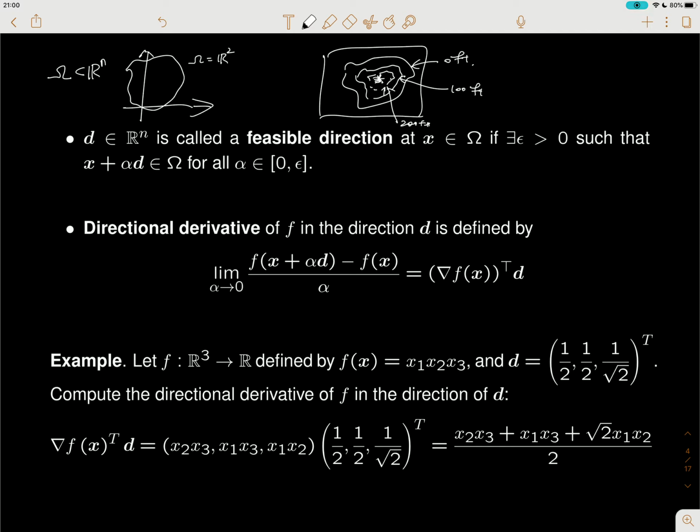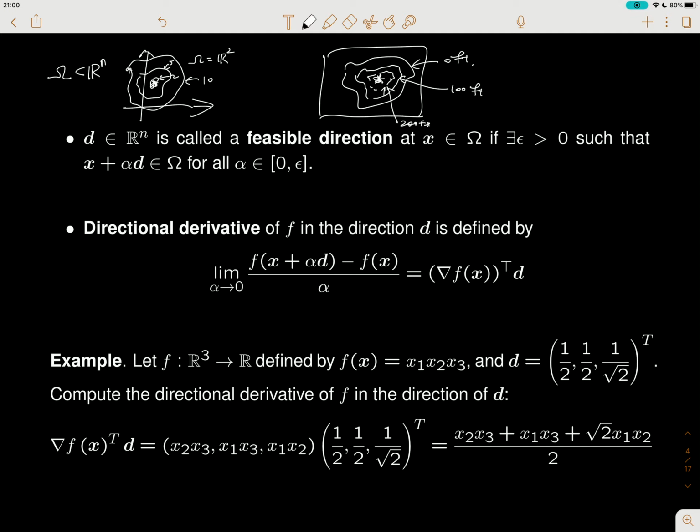This is a level set which tells you that the function will be taking value, say 10 here, and then you have this one here, and the function will take value 5, and then this may be taking value 2, and at the center there will be the smallest value, say the function value is equal to 1 there. That's the minimum value.